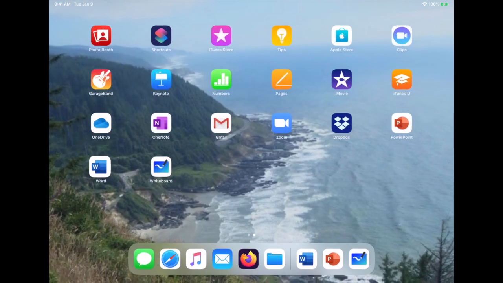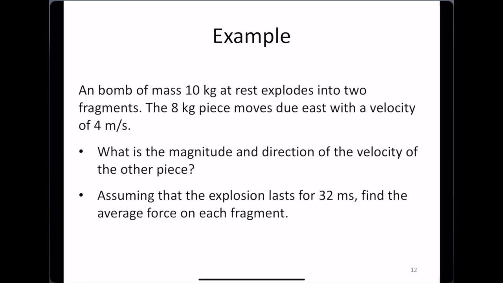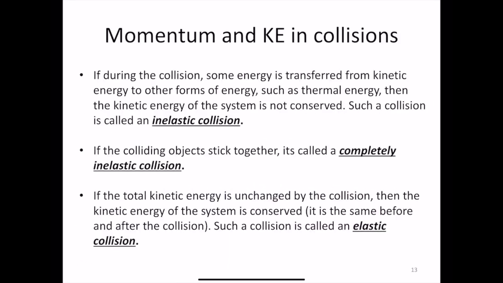Let's move on to collisions. So collisions, you all know what collisions are. Collisions are when two objects collide. It's as simple as that. There are three types of collisions, okay? The most common type of collision is called the inelastic collision. So in an inelastic collision, the definition of an inelastic collision is that kinetic energy is not conserved.